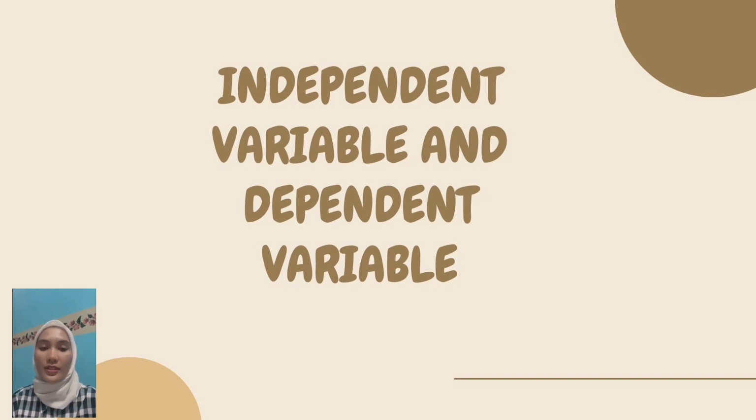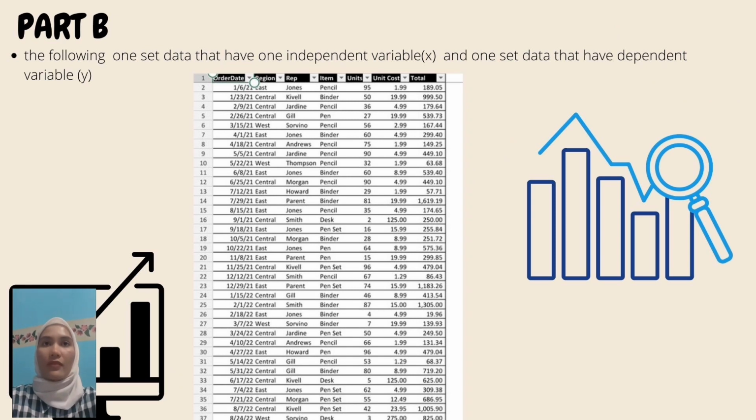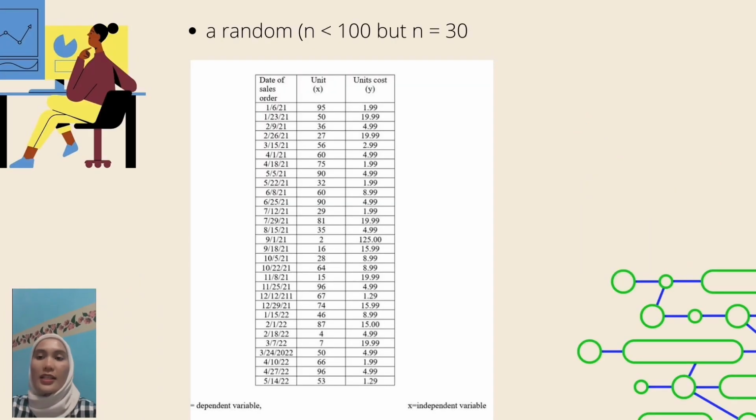Today, I would like to present my part, which is part B. As we know, a dependent variable is a variable whose value depends on another variable, whereas an independent variable is a variable whose value never depends on another variable. This is a random set of data of sales orders that has an independent variable and a dependent variable.